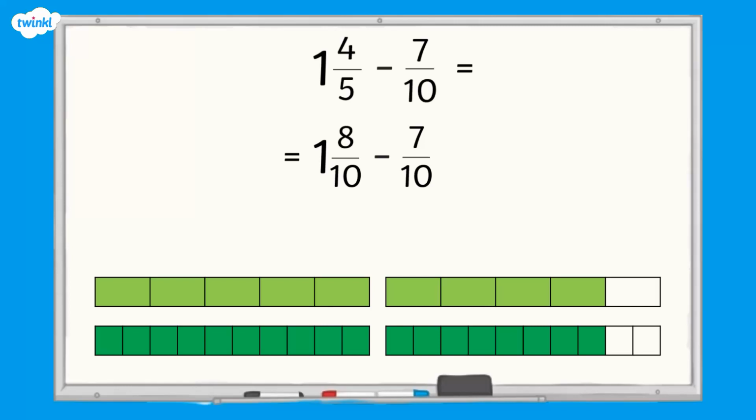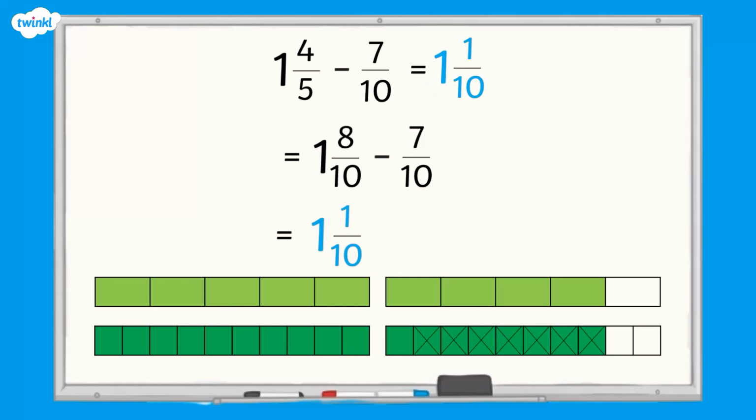Now that we have a common denominator, we can complete the calculation. On our bar model, we need to cross out 7 of the sections to subtract 7/10. We have 1 complete bar and 1 additional section left. In our calculation, we need to subtract 7/10 from the 8/10 in the mixed number. 8/10 subtract 7/10 equals 1/10. So 1 8/10 subtract 7/10 equals 1 1/10.